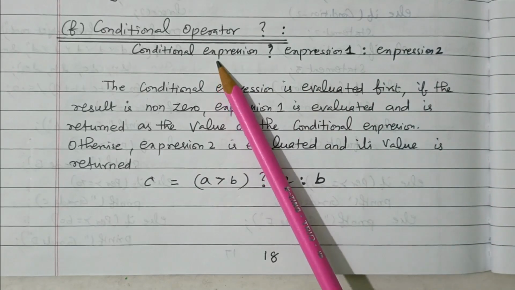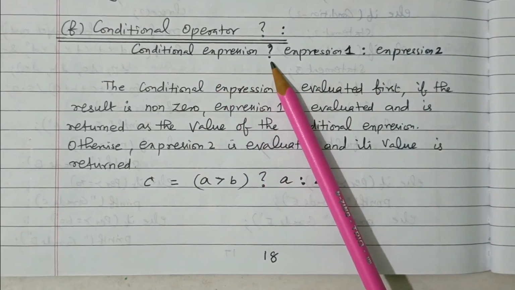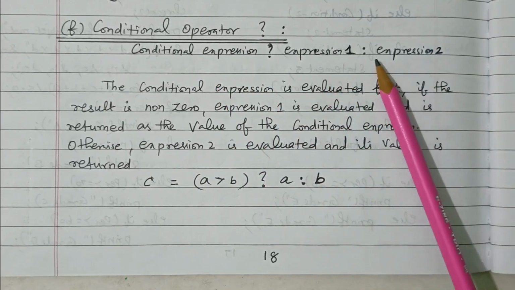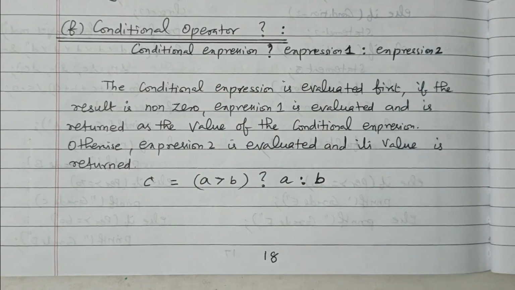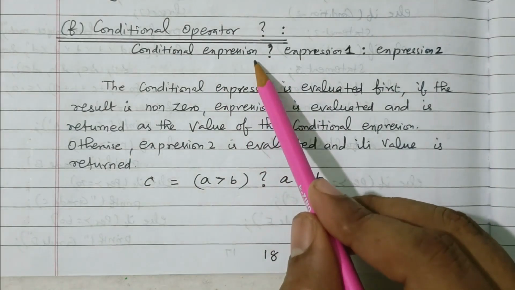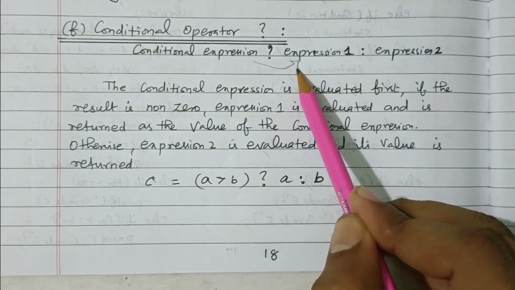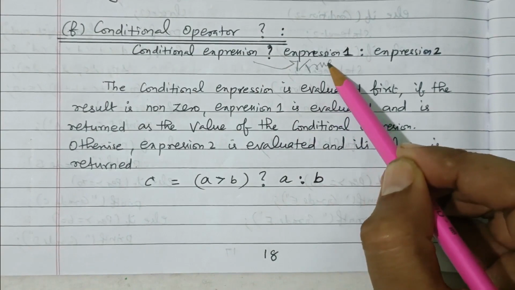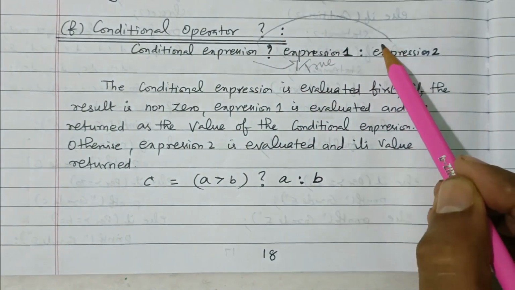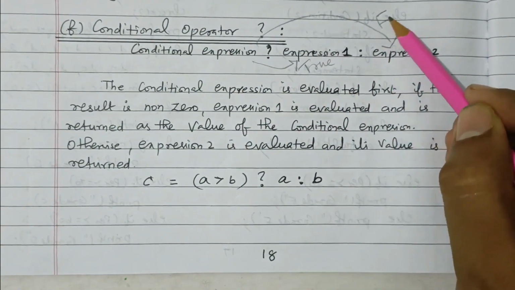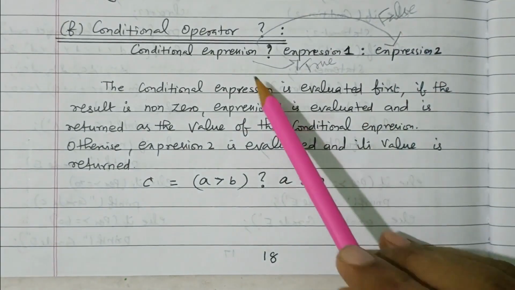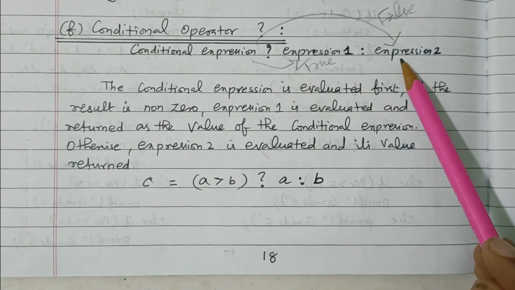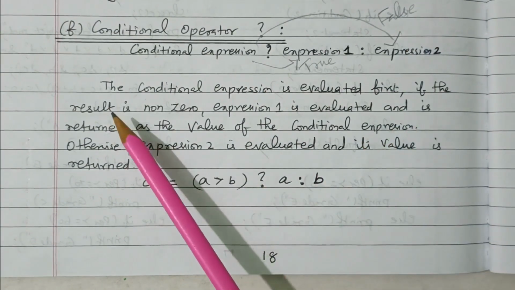So the conditional expression is separated by the question mark. Expression 1 and 2, the true statement and false statement, are separated by colon, right? If the condition is true, expression 1 will be executed for the true value. If the condition is false, it will execute the second statement for the false value, right? For true, expression 1 will be executed; false means expression 2 will be executed, right? So it is given in the description.